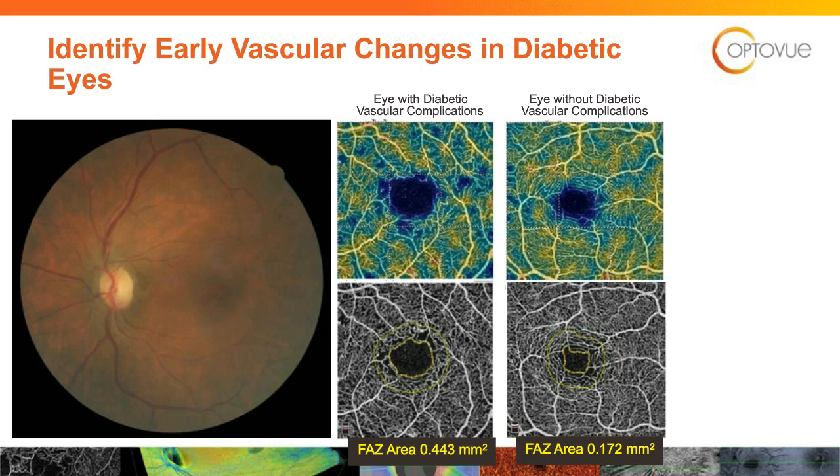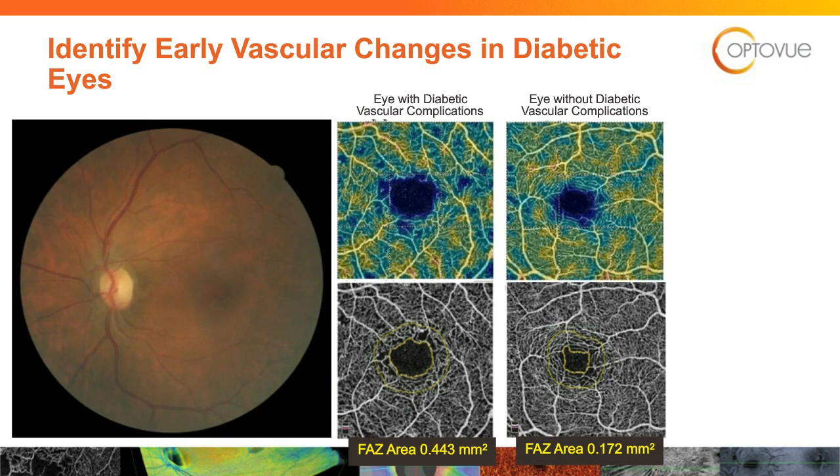And if you go over to the other eye, that is kind of your normal. If you drop down to the bottom, you can see the foveolar vascular zone at 0.172 square millimeters. So we're using it to follow patients with diabetes in the practice.